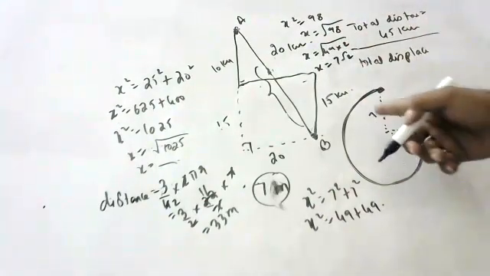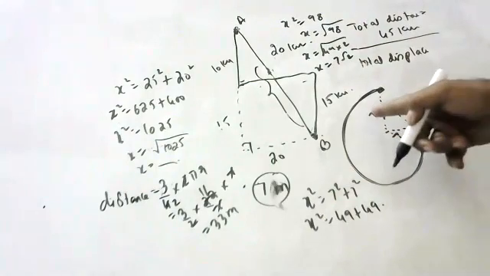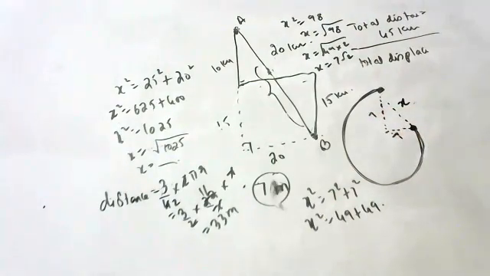I told you, actually, if this is 10, this is 10, this is 10 root 2. If this is 5, this is 5, this is 5 root 2. If this is 100, this is 100, this is 100 root 2. Like that you will do. Okay, next one.